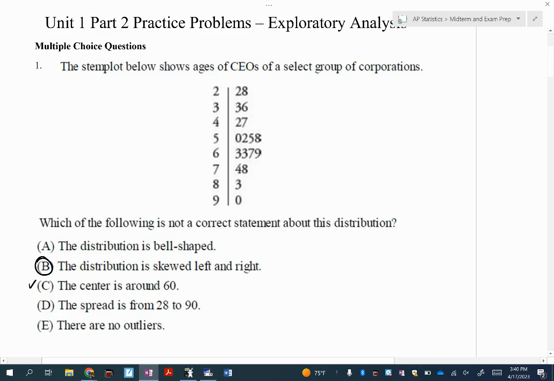22. I should have probably made this clear how this is read. This is 22 and 28. So two CEOs are 22 or 28 years old. We have a CEO that's 33 years old, 36 years old, 42 years old, 47. You get the idea? All right. So actually, this is also incorrect.